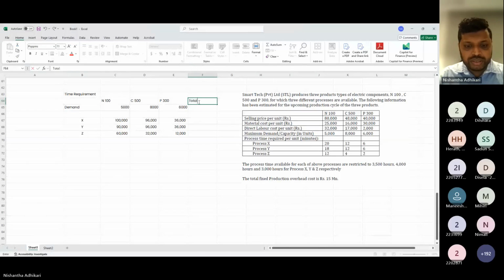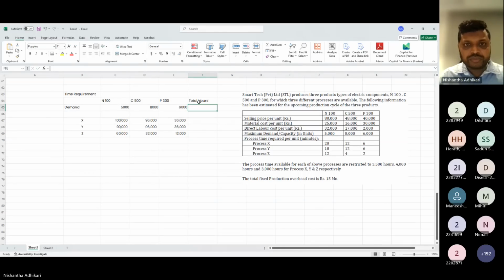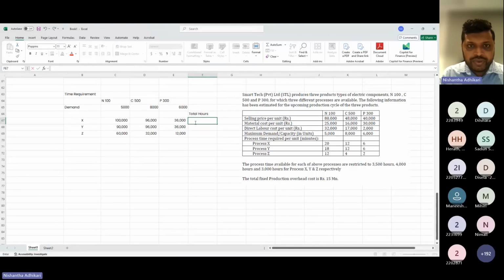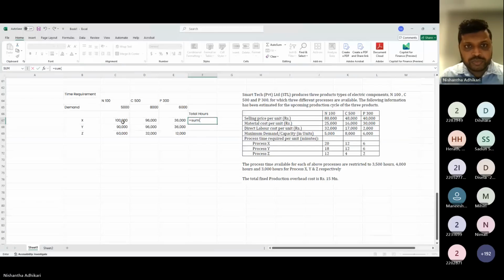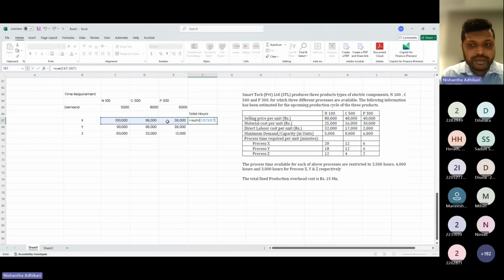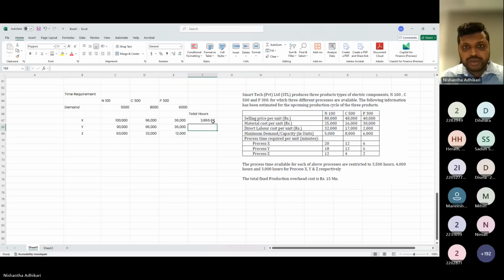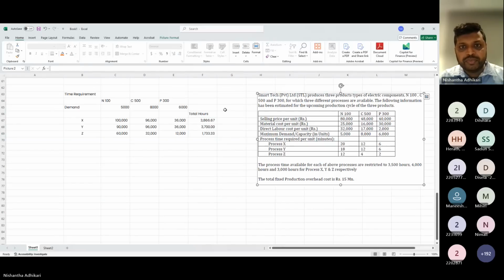Total hours. I will take the total and convert it to hours by dividing by 60. Drag and drop total hours. This is the requirement. Now we will see the availability.